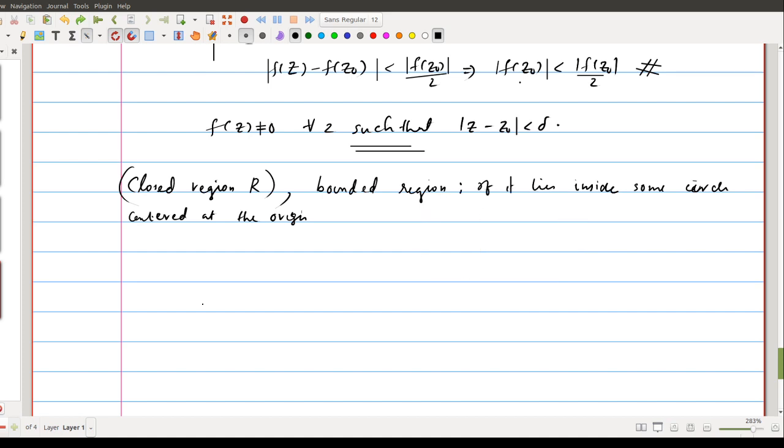Closed region means that the complement is open, or you can say that it is a region consisting of all the points of the region as well as the boundary points. So we have already discussed what a closed region and an open region are in the assignments. Next we have theorem 3.